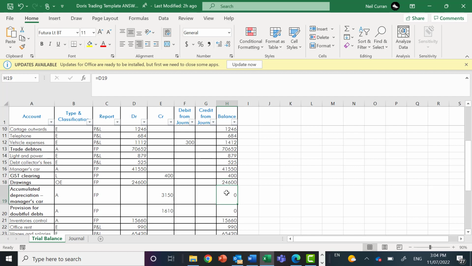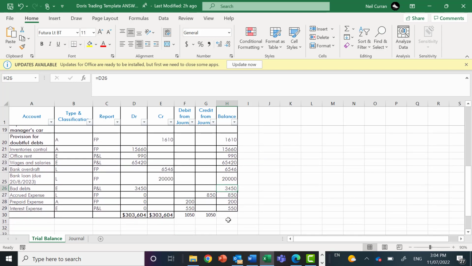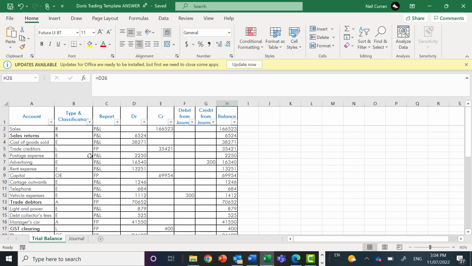and then accumulated depreciation, and then bank overdraft, bank loan, and then these are the ones which we have added to it. So that is how you complete this part of your question. The next part after this is formulating a statement of profit or loss and a statement of financial position, which I'll do in our next podcast. Thank you.